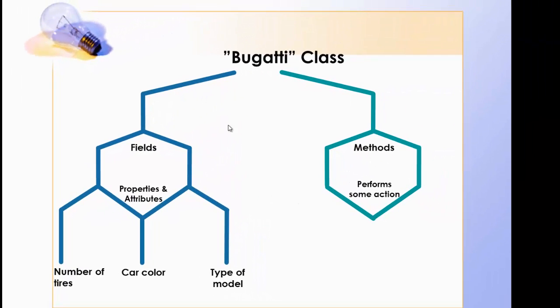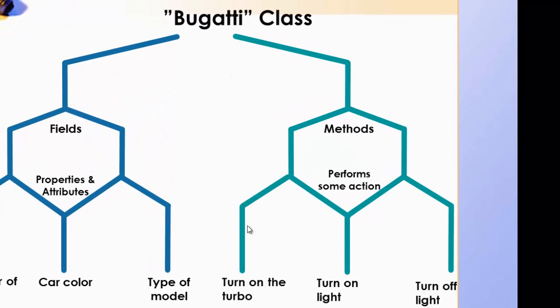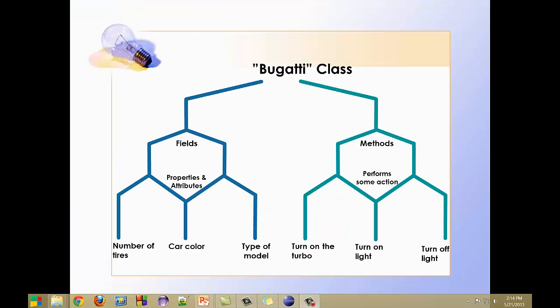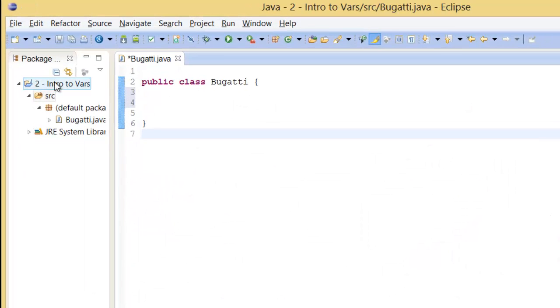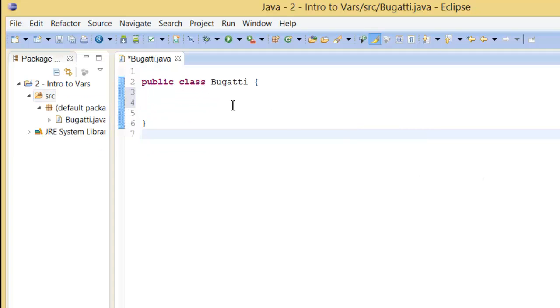Now what's also contained in a class is what we call methods. These are some type of action it's supposed to perform, and you program these to do whatever you want. So for instance, in this Bugatti you might turn on the turbo, you might turn on the light, or turn off the light or turn on the engine and so forth. Some type of action it's supposed to perform. So in addition to this Bugatti class, you could create multiple classes. So for instance, you would have one called Honda Civic, one called BMW. How do you do that? Well, easy. Just right click the source, new class, and then when you do that, it keeps adding and adding.